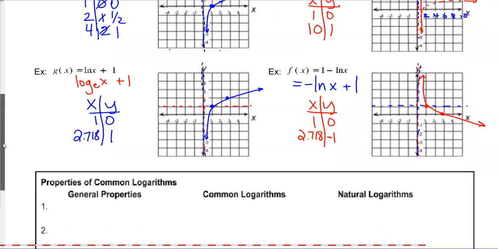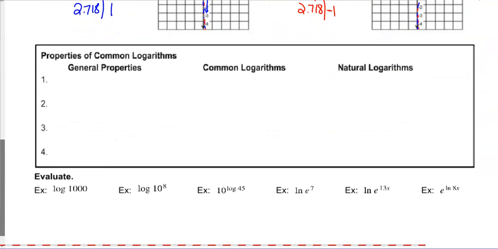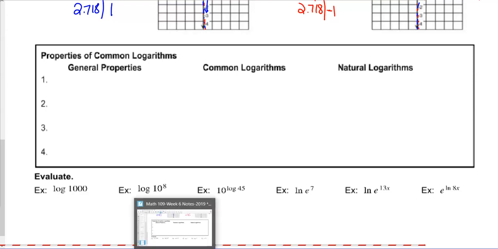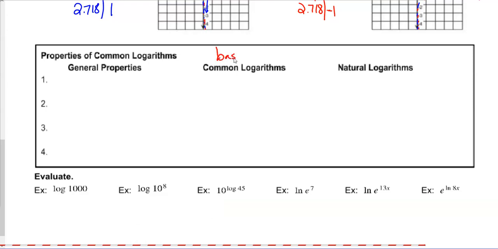Now this last chart that I'm doing for you is basically just a similarity between different bases and the common logarithms. This is base 10, and this is our base e that we want to make sure that we remember. Base e, remember, is approximately 2.718. That's something you want to remember.